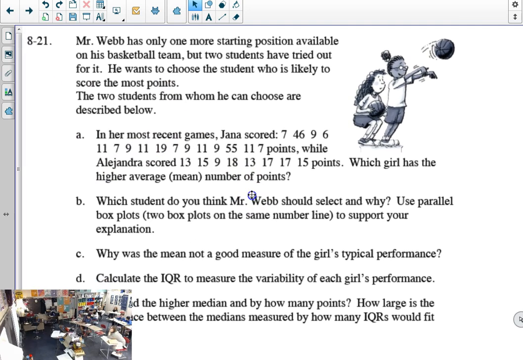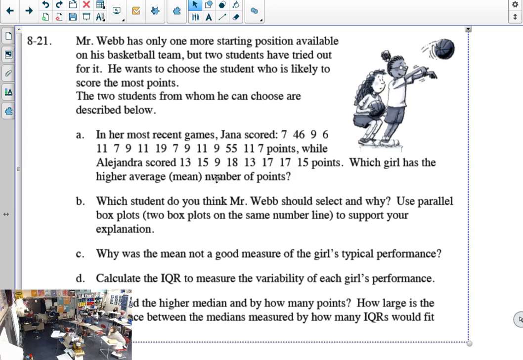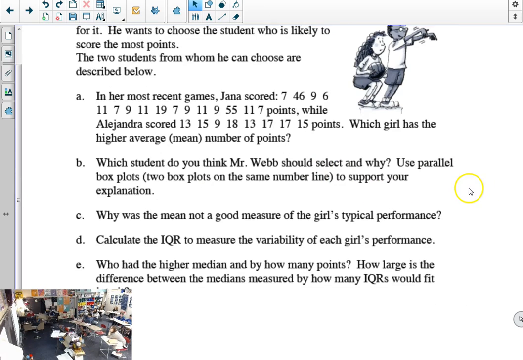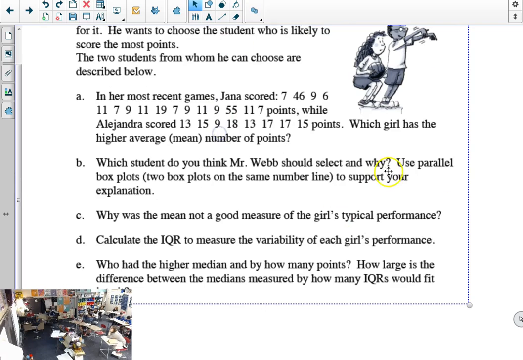Let's try this real quick. Make sure that we can arrange data and everything else. So take Jaina and Alejandra, and essentially we're trying to figure out who's better. Parallel box plots is a fancy name for what we just did. 2 box plots on the same number line.